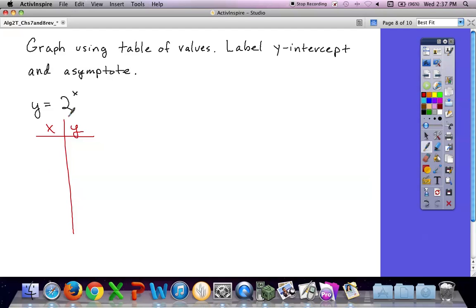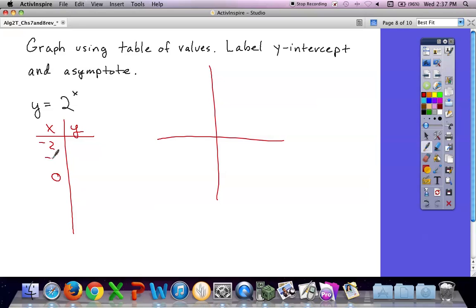And, you know, what kind of a graph is this going to be? What do you call this function? Exponential growth, right? We know that it's going to look like this. And the one point on there that we probably need to make sure we capture is the y-intercept. So I would definitely have 0 on there.